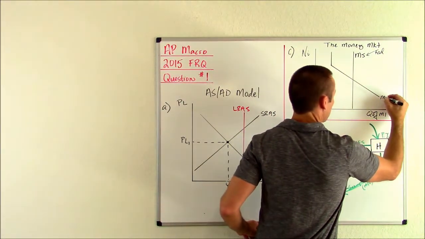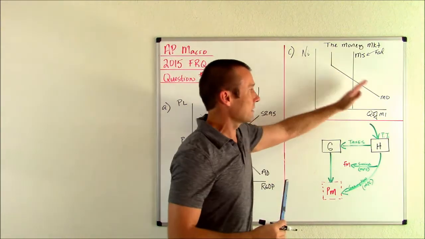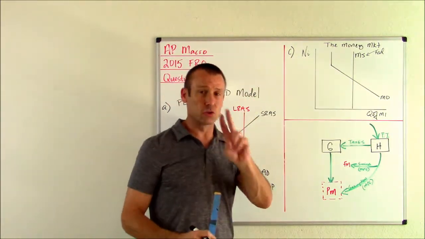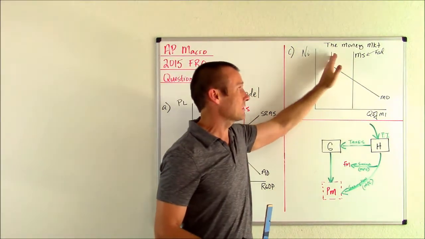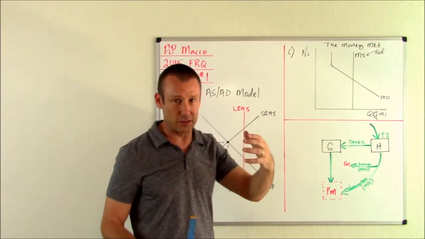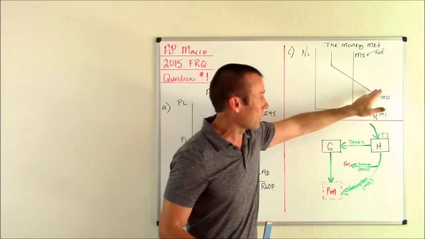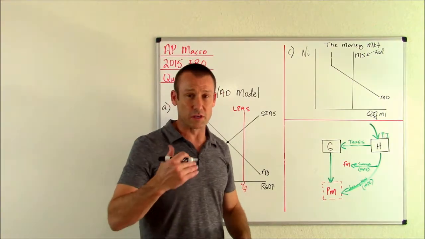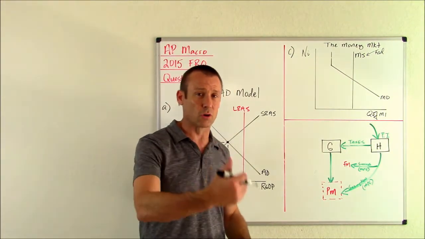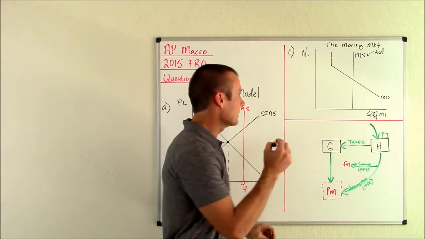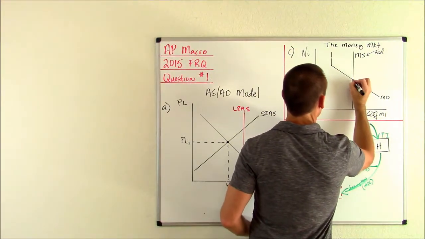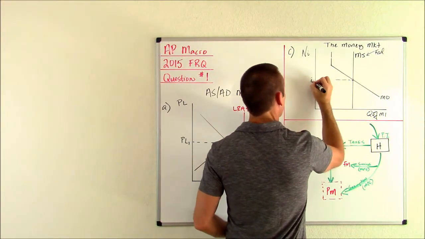Here's my money demand. I draw it in this kind of funky, kinked way to remind myself there's two components of money demand: the transaction demand for money, which is our demand for money to do basic transactions, and then also our asset demand for money, which is this additional demand for money, kind of for cushion or convenience sake. And this is our original nominal interest rate.